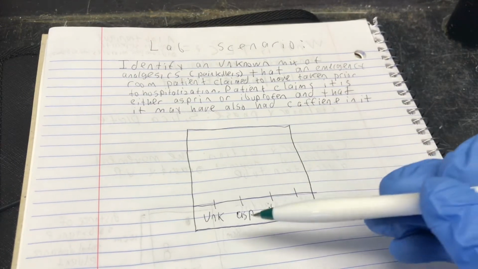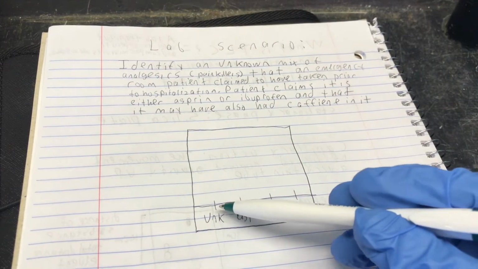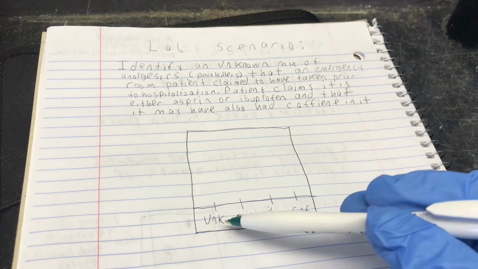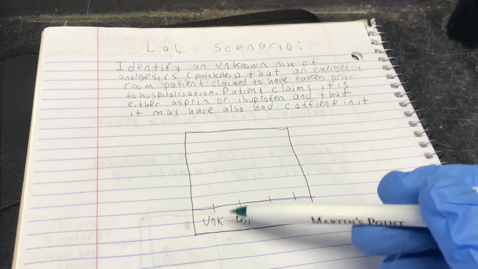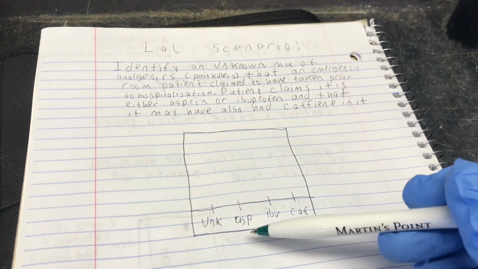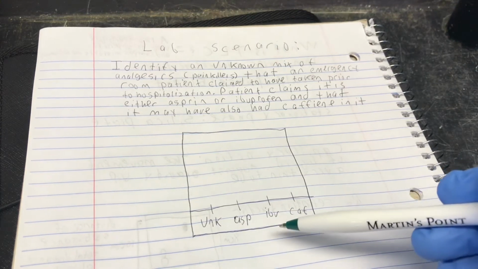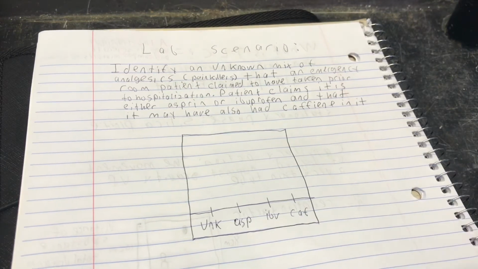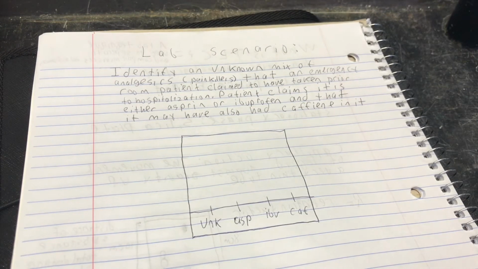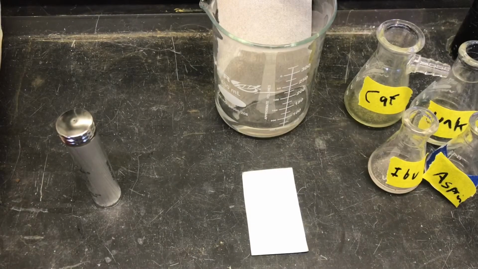This is where you are going to put your sample of the unknown substance, the crushed up pills that your patient gives you. And then you're going to get samples of aspirin, ibuprofen, and caffeine, and you're going to put them there. In just a moment, we're going to get everything set up, and I'm going to give you a real-life example of this. Alright everyone, we're going to get started with the actual experiment now.